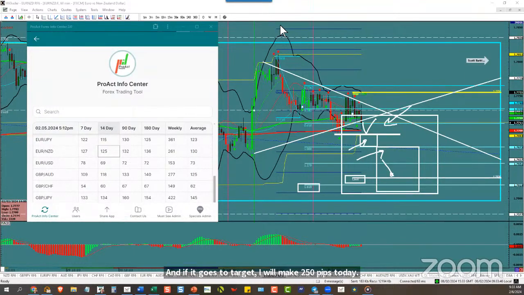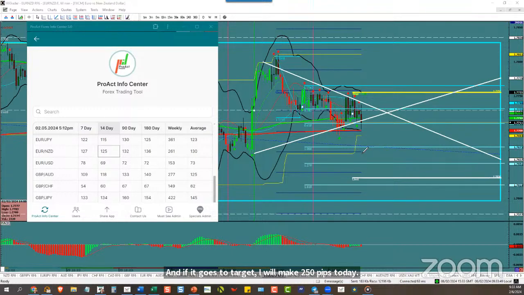Wow. How do you make 250 pips? Because trade 2 is 2 lots, and the target is 70 pips. So that's 140 pips right there in trade 2, not counting trade 1. And if trade 1 goes from here down to there, it's going to make 100 pips. So now I got 240 pips. Right. So there it is.